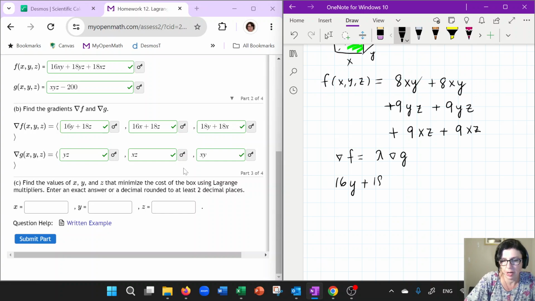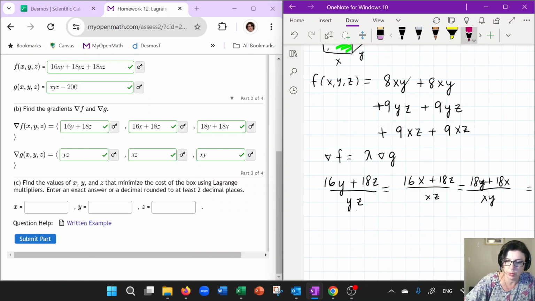We don't really need these lambdas. We do not need to figure out what they are. So we just divide the x component by the x component, the y component by the y component, and the z component by the z component, which gives 18y plus 18x divided by xy.